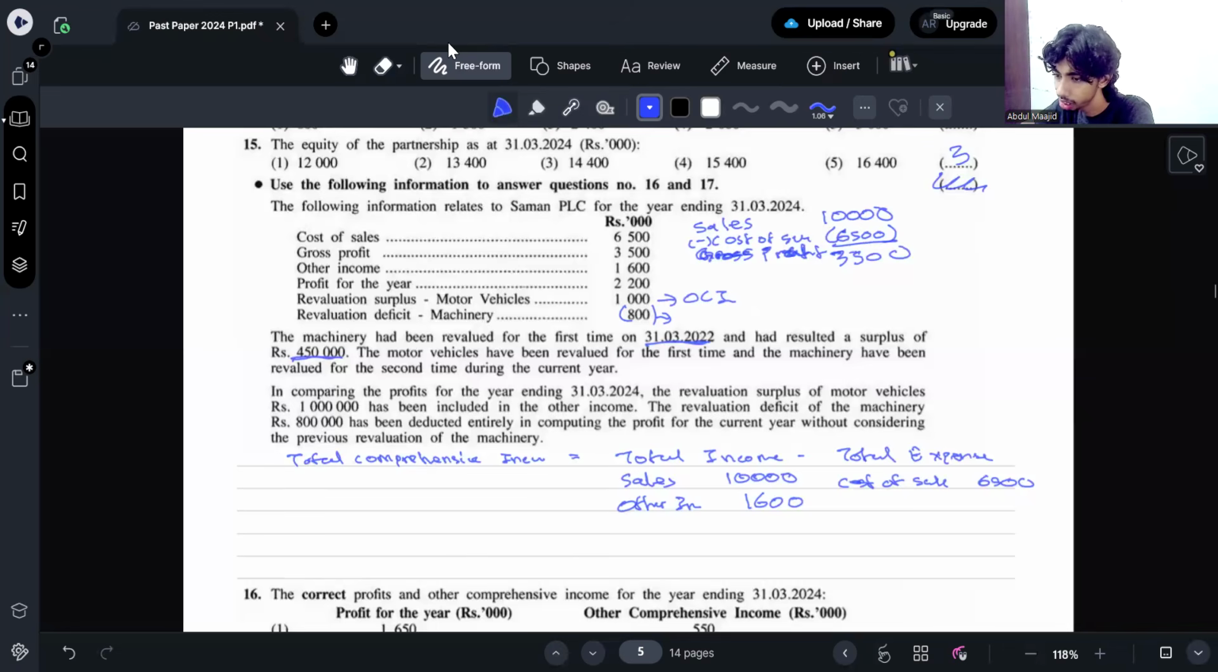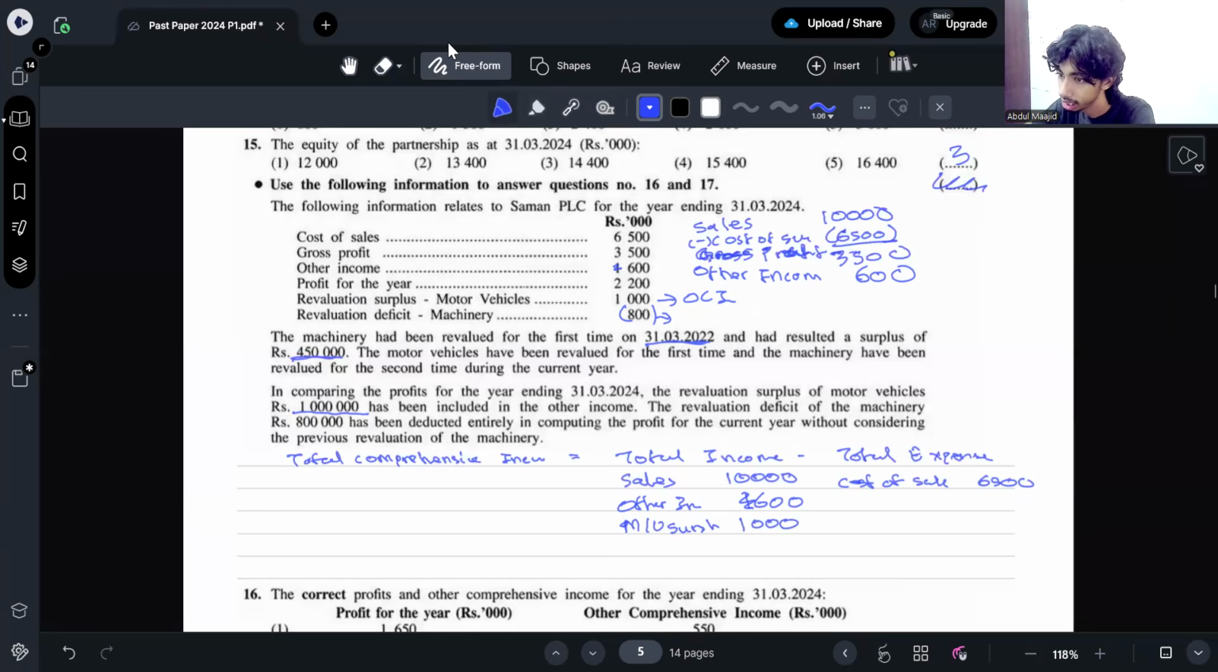In computing the profit for the year, the revaluation surplus of motor vehicle 1000 has been included under other income. Do we put the surplus under other income? Surplus goes to other comprehensive income, right? Then your other income to put in the P&L will be 600, not 1600. So you can say other income 600 and show the surplus separately. Motor vehicle surplus 1000. For your working, you can just put it.